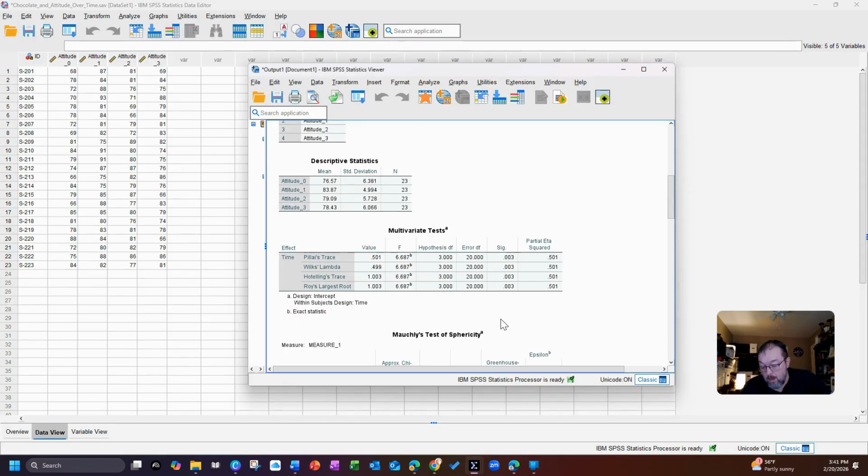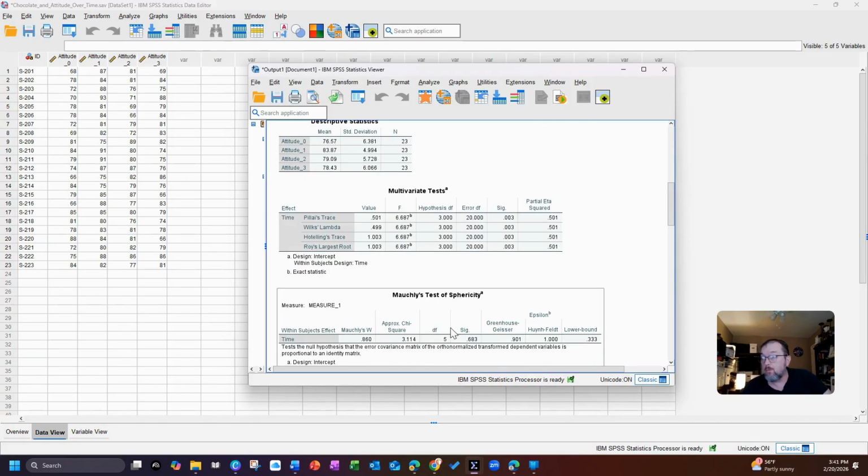So the first thing I check is my Mauchly's test of sphericity. This test determines whether the variances of the differences between all pairs of time points are equal. If the assumption is violated, I would use the Greenhouse-Geisser corrected row instead of the sphericity assumed.